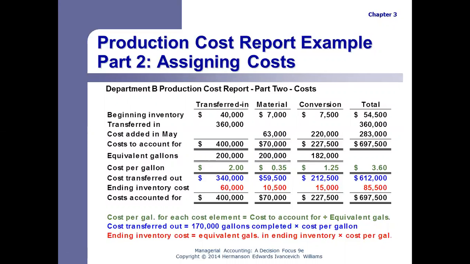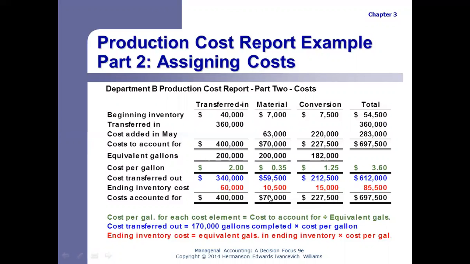So the ending inventory cost is the equivalent gallons in ending inventory. So the 200,000, like I said, times the $2 gives us 400,000. 200,000 equivalent gallons of material times 35 cents a gallon for materials gives us the 70,000. And the 182,000 times $1.25 gives us the 227,500.